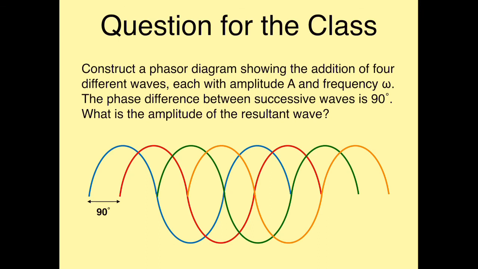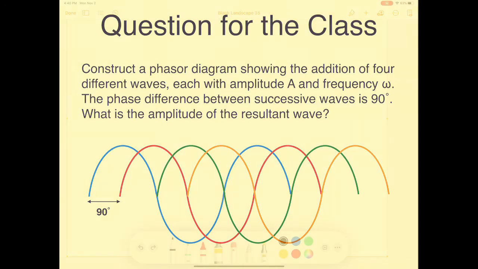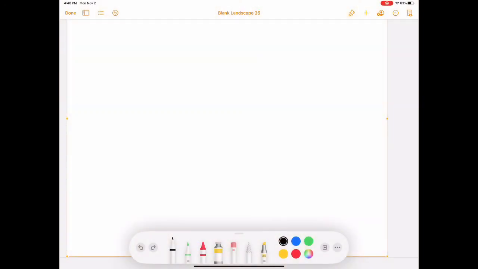So pause the video, try to work this out by drawing a phasor diagram, then come back to it when you think you have your answer. Okay, so as before, we can draw the first phasor in any direction we like. Let's just have it going to the right like this. But the next one is at 90 degrees relative to the first phasor we drew, so it's going to be pointing straight up like this.